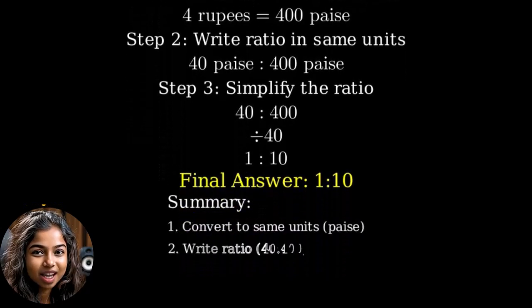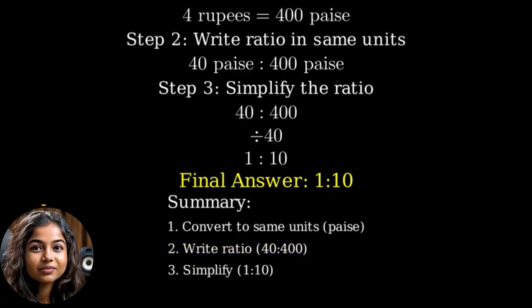Let's review what we did. First, we converted rupees to pays using the conversion factor of 100 pays per rupee. Then, we wrote both quantities in pays, giving us 40:400. Finally, we simplified this ratio.